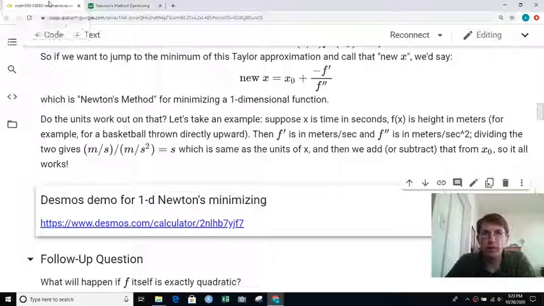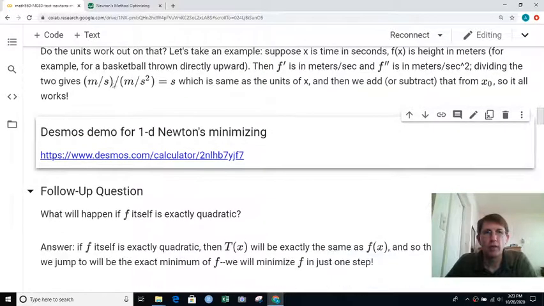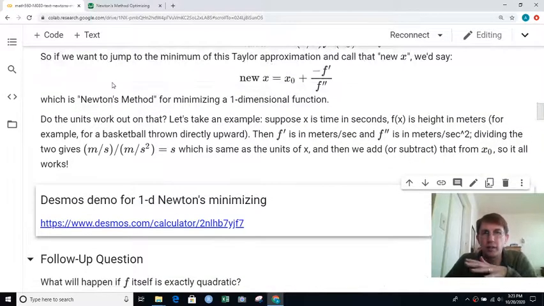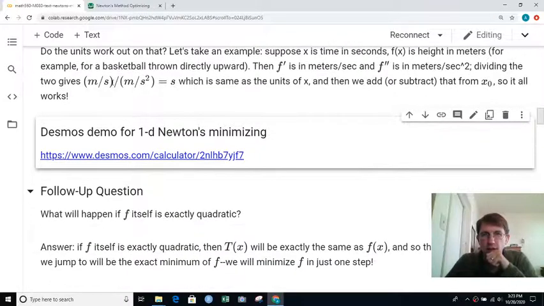Let's do some quick follow-up questions. What will happen if f is exactly quadratic? Think about that for a sec. Then the Taylor polynomial will be exactly the same as the function, the second-order Taylor polynomial. And so when you minimize the Taylor polynomial, well, it'd be exactly minimizing the true objective function in one step, which is pretty good.